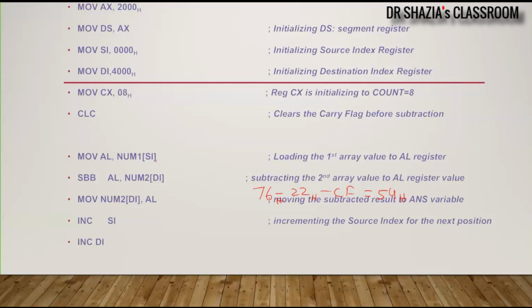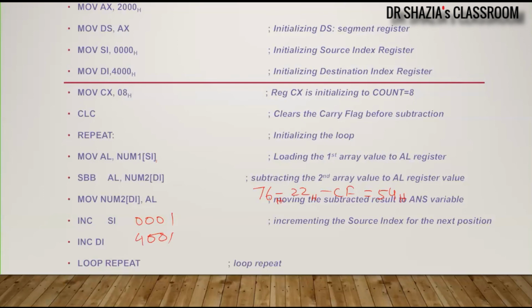Yes. So here I will increase SI. So now the SI value will be 0001. DI is increased by 1, so its value will be 4001. And next, what we are going to do, I want to repeat this. Now to repeat this, I have used a LOOP instruction here.